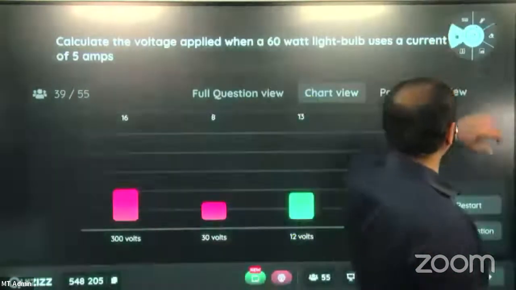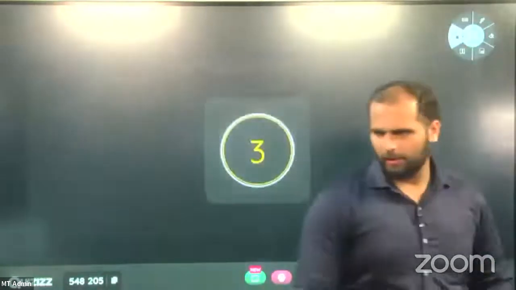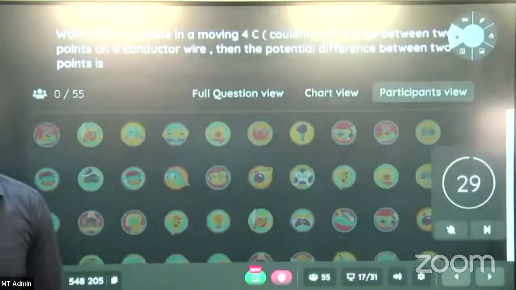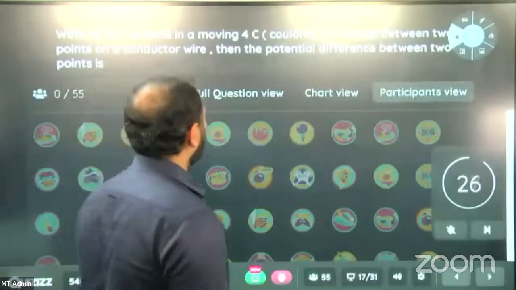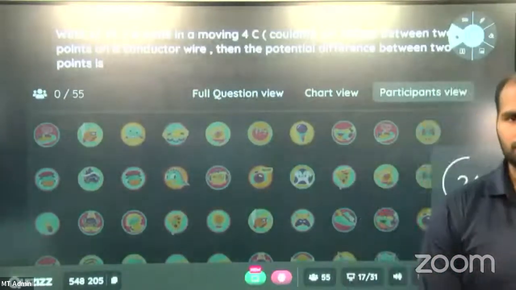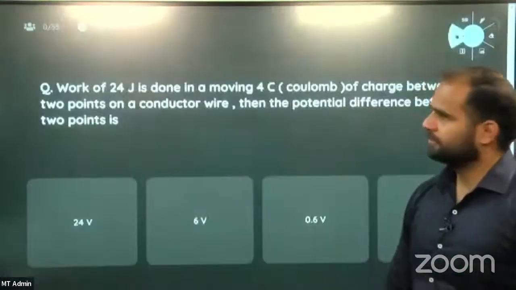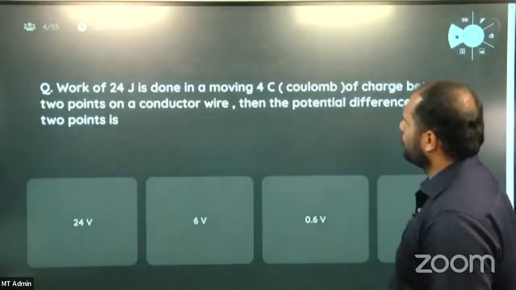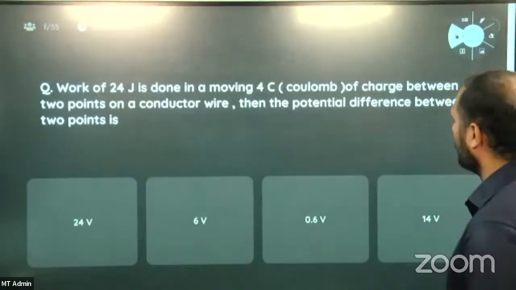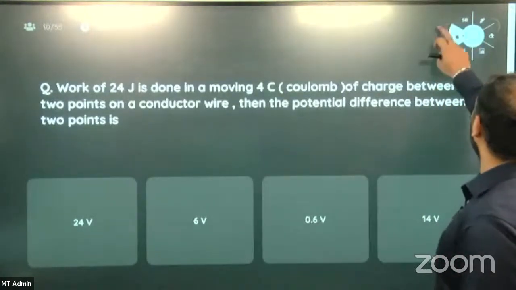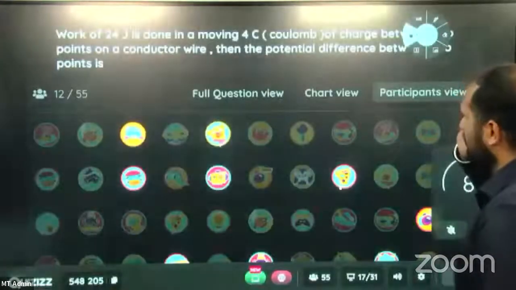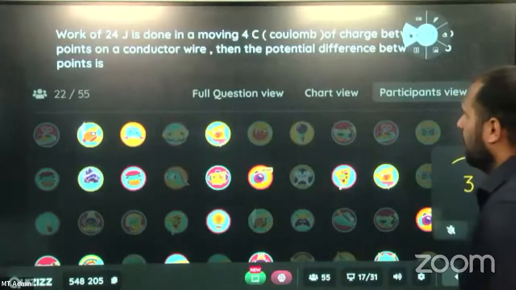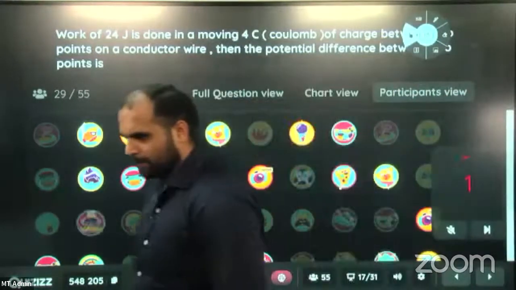Okay, let's see the next question for the day. Work, charge. Come on, let's see. Work of 24 joule is done in moving 4 coulomb charge between two points of a conductor, and we need the potential difference between the 2 points. I guess this is again an easy question. Yes, Aryan.